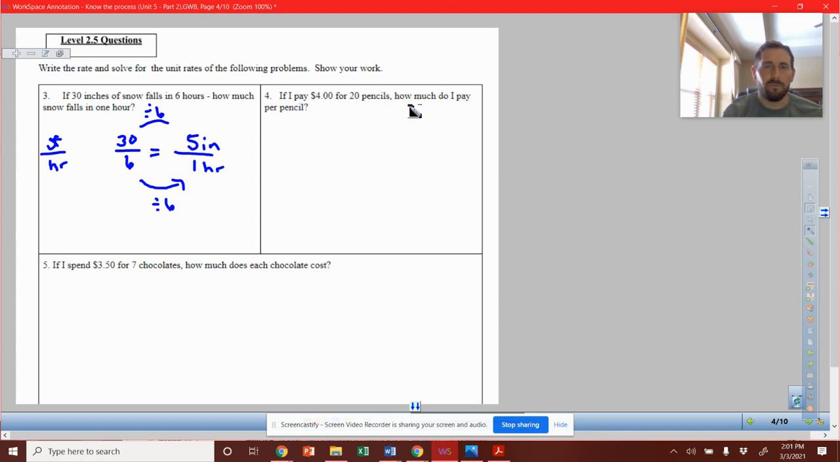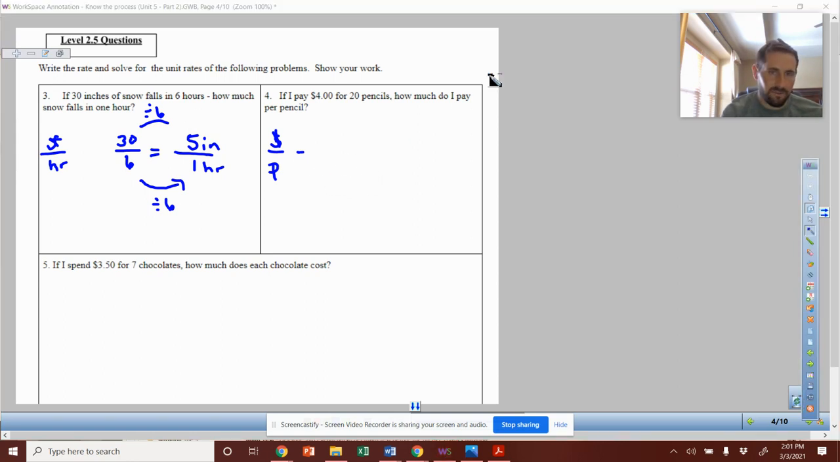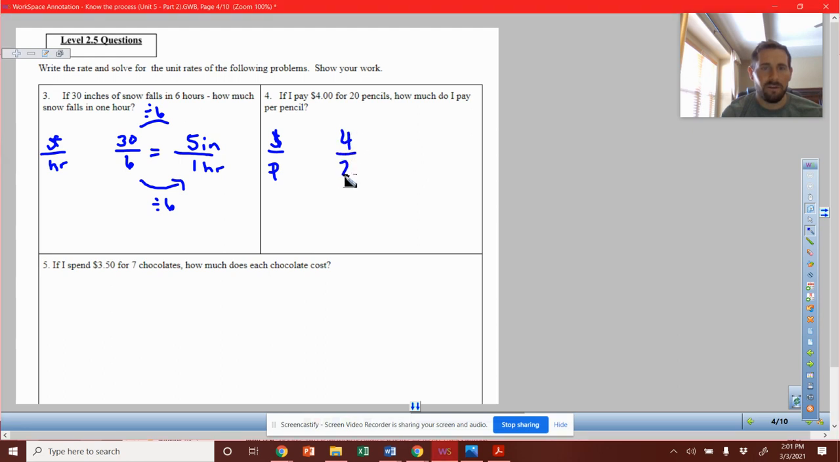If I pay $4 for 4 pencils, how much do I pay per pencil? So pay per pencil is money, is what we pay per pencil. I'm going to put P for pencil, right? So that allows me to know where my rates are going to go, and then I can set up my fractions. So I paid $4 for 20 pencils, and I need this to turn into 1. So what did we do to 20 to get it to 1? We divided by 20. So what are we going to do to 4 to find out how much 1 pencil? We're going to divide it by 20.